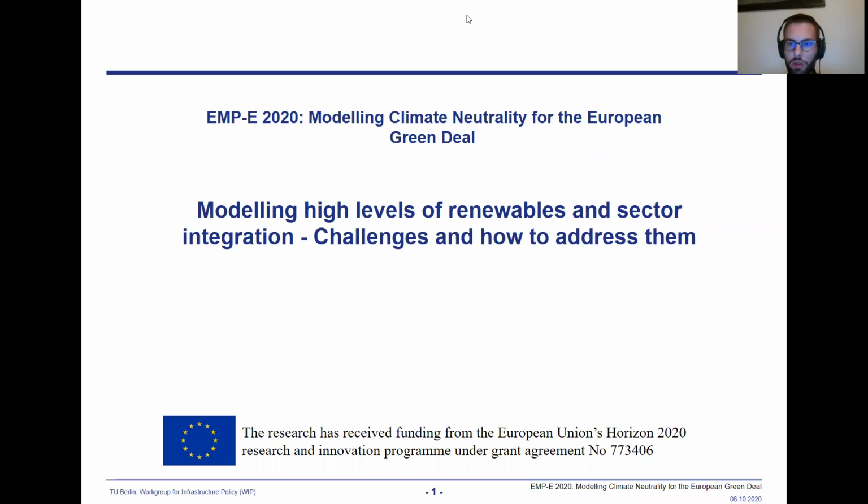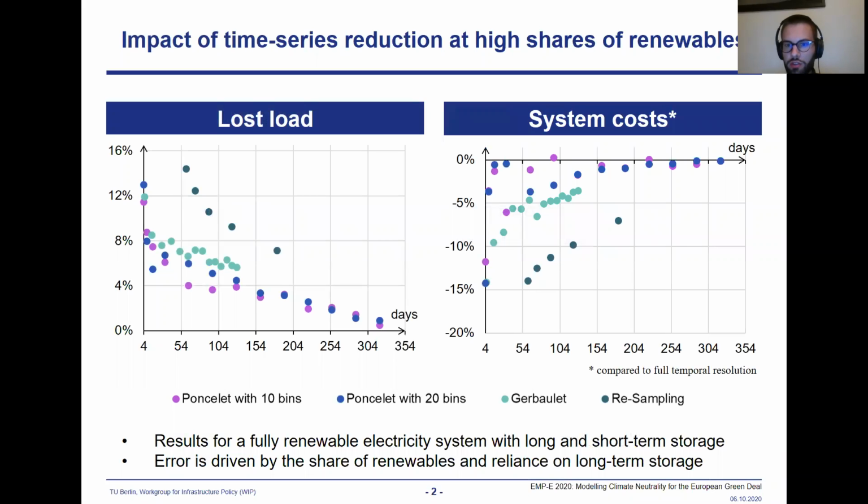I want to talk about the challenges we ran into when modeling high shares of variable renewables and sector integration in the Osmosis project, and how we developed a tool named AnyMOD to address these challenges. Modeling an integrated energy system implies modeling a lot of sectors, and is usually done using a reduced time series to keep models computationally tractable.